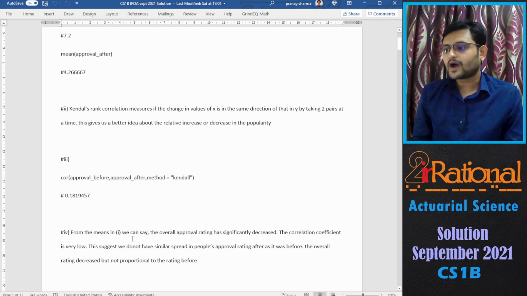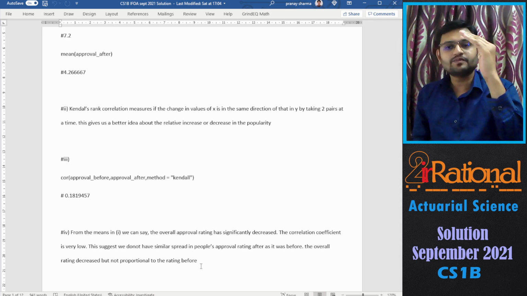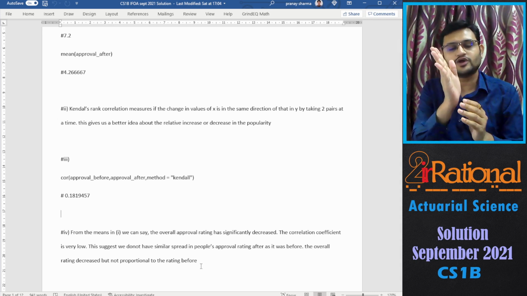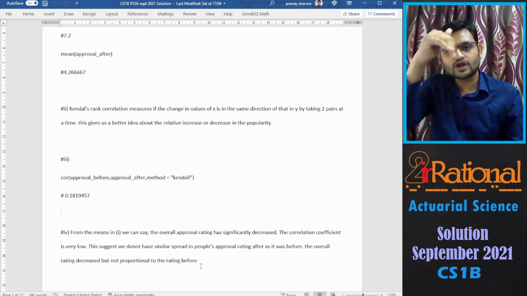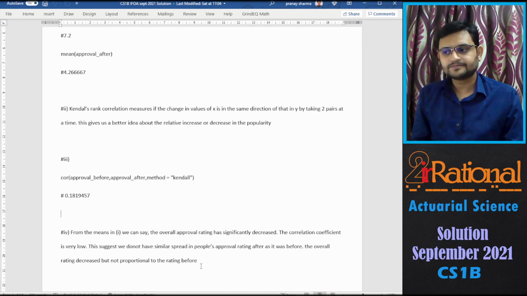From the mean in part 1, we can say overall approval rating has significantly decreased. The correlation coefficient is very low. This suggests we do not have a similar spread in people's approval rating after as it was before. The overall rating decreased but not proportional to the rating before. That means the people who had a high rating before now have a very low rating, or maybe a higher rating than before, and people who had a low rating now have either a high rating or a very low rating. They are not in the same direction. That is what we are trying to comment here.